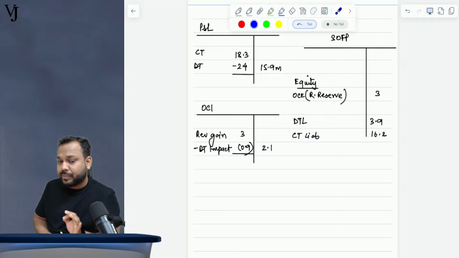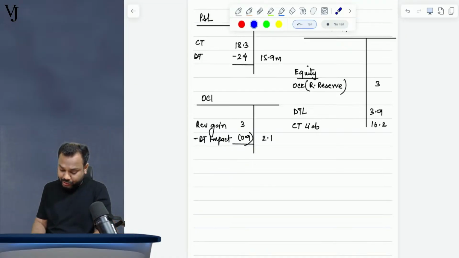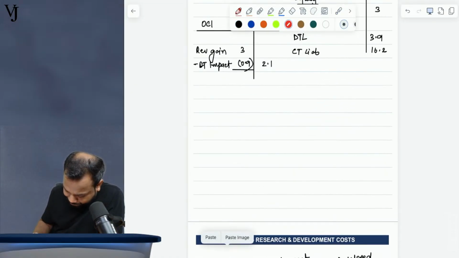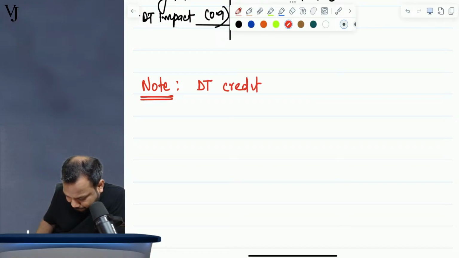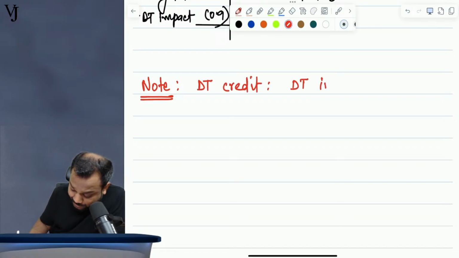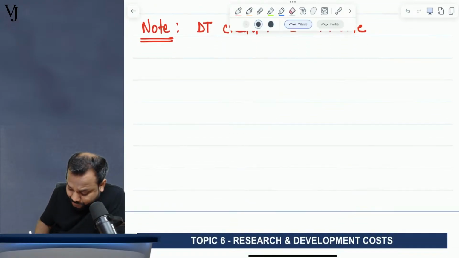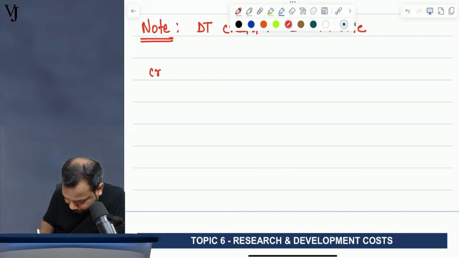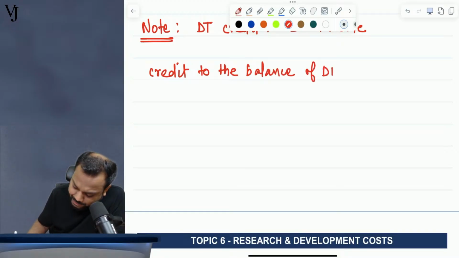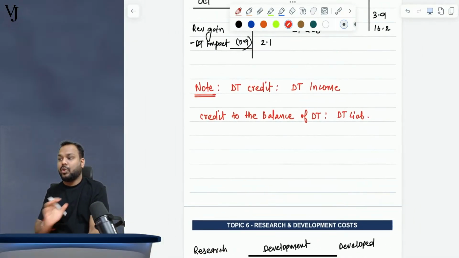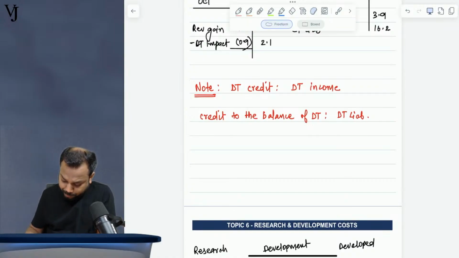Are you understanding it? I'm writing it here also. Note, if the question says deferred tax credit, it says deferred tax income. But if the question says credit to the balance of deferred tax, it means deferred tax liability. I hope you are understanding this point. Many students do make mistakes here.